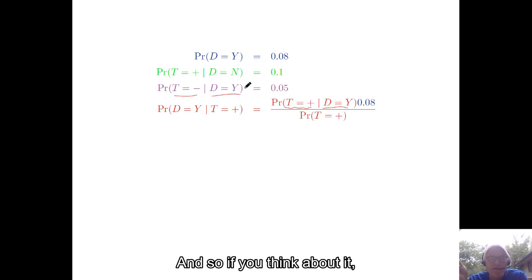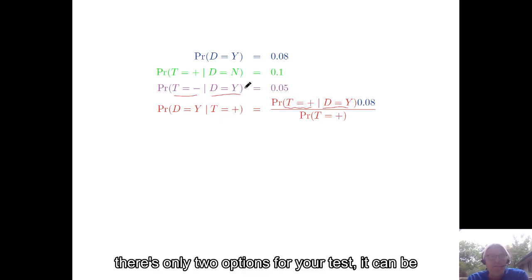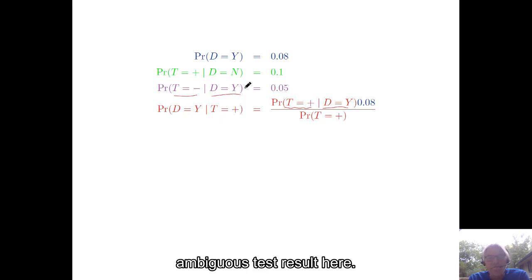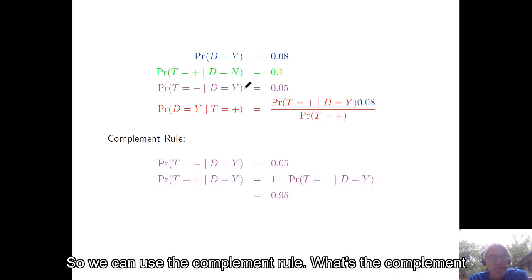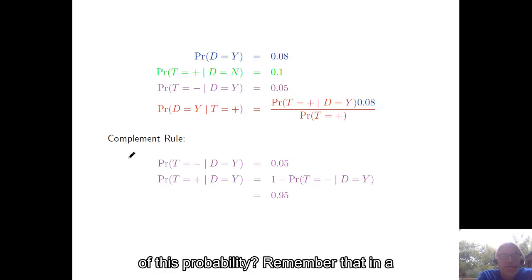And so if you think about it, there's only two options for your test. It could be positive or negative. We're not considering an ambiguous test result here. So we can use the complement rule. What's the complement of this probability?